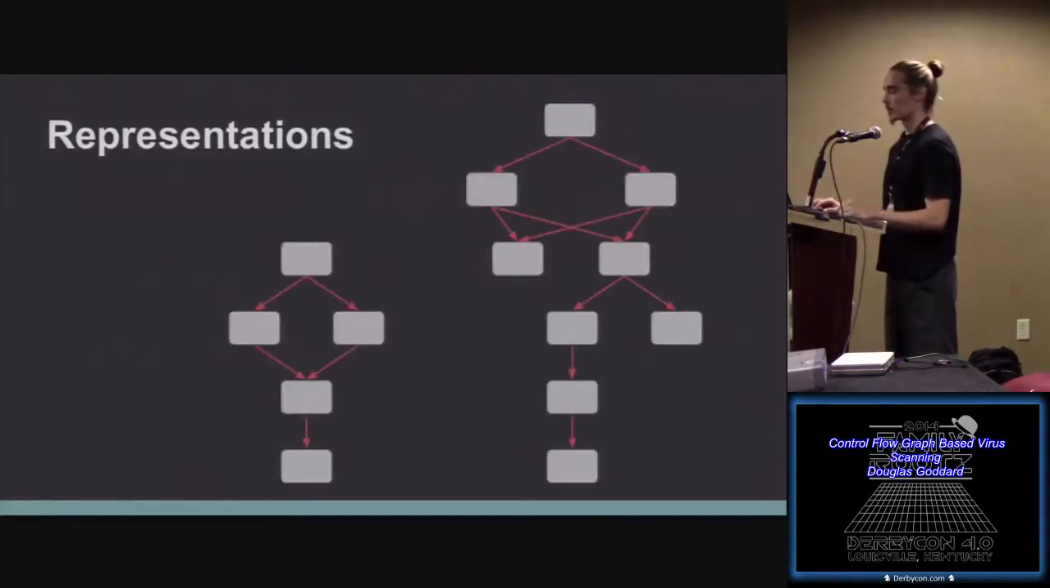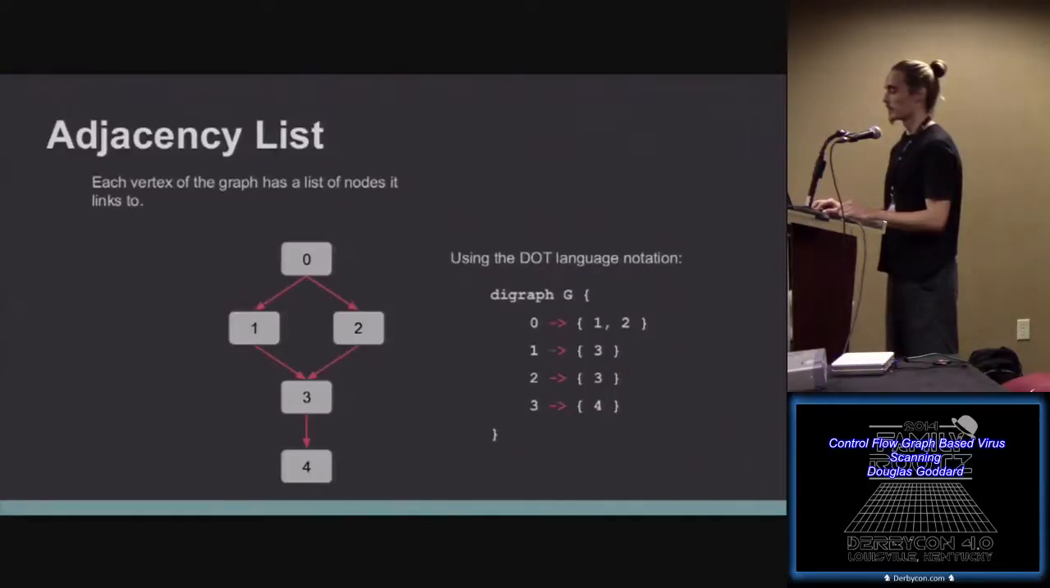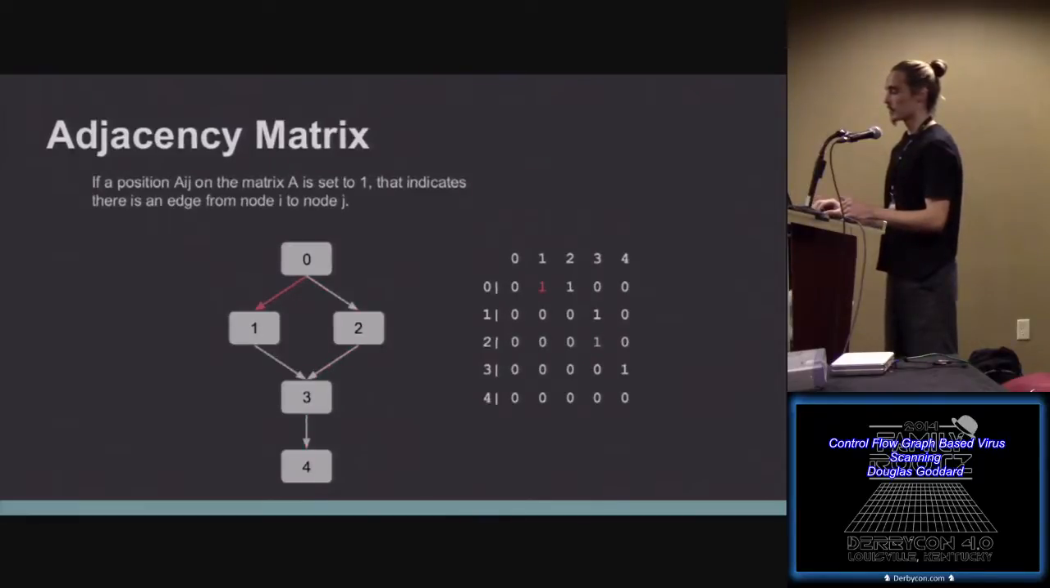If we take a sample control flow graph, we can number the vertices, and the adjacency list pretty much just has vertex 0 is branching to vertices 1 and 2. Vertex 1 is branching to vertex 3. The adjacency matrix is a little bit different. You have an n by n matrix. So this has 5 nodes, and so you have 5 nodes going down the side and 5 nodes going along the top. And you set the bit if there is a branch between 2 of those vertices. So in this case, 0 branches to 1, 1 branches to 2, 2 branches to 3, 1 branches to 3, and 3 branches to 4.